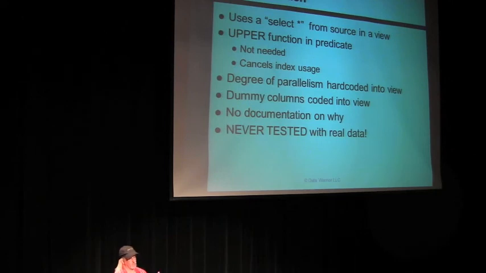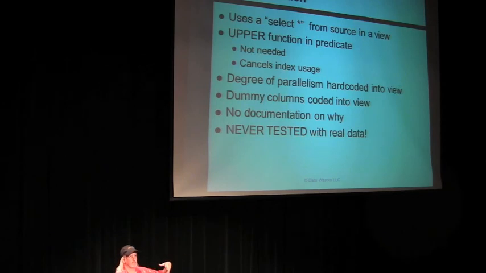The degree of parallelism hard-coded into the view. They had dummy columns in the view. They were thinking they were going to do some sort of union all thing. And so they had like 10 null dummy columns to align it with something, and I still haven't figured out why. And of course, there was no documentation.